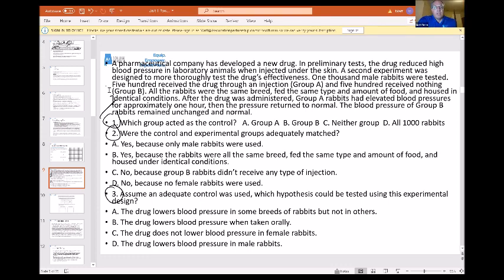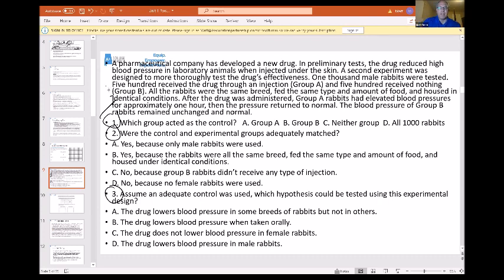All right, so let's look at this. We've got the group A rabbits, 1,000 male rabbits are tested. The group A rabbits are given an injection of a drug that's supposed to help control blood pressure. The other rabbits, the group B rabbits, they didn't get anything. They didn't get an injection. They didn't get a pill. They just didn't get anything.